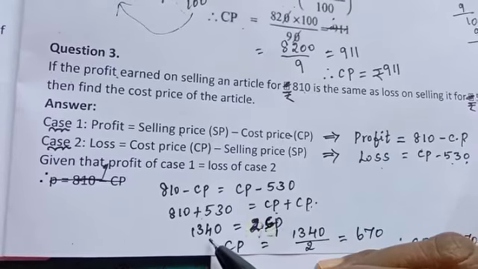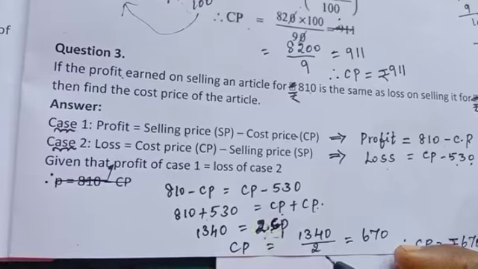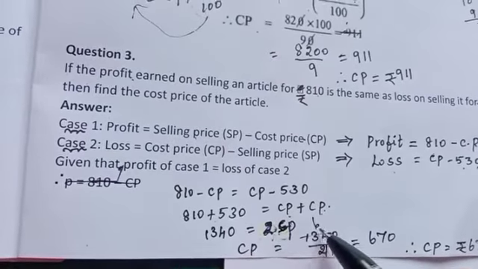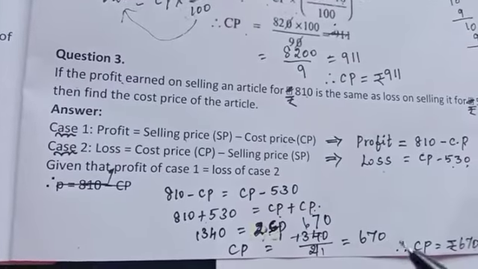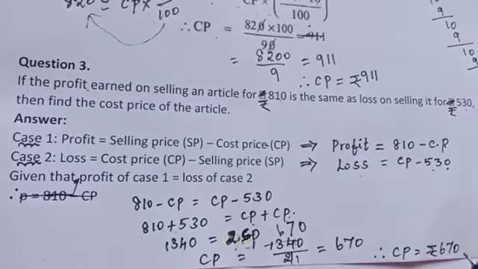This 2 you have to divide. So 1340 divided by 2. 1 2 is 2, 6 2s are 12, balance 1, 7 2s are 14, this 0 taken, right, 670. So therefore CP is equal to rupees 670.